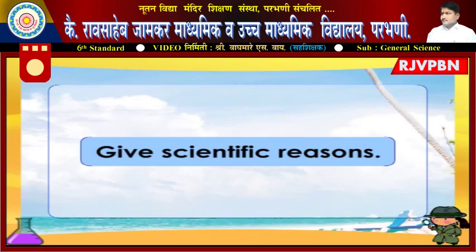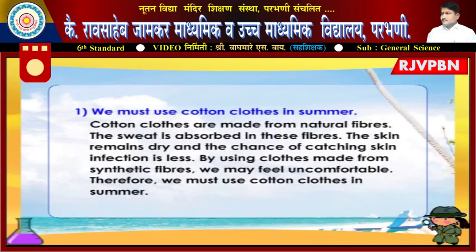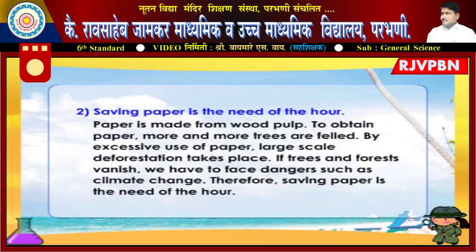Give scientific reasons. We must use cotton clothes in summer. Cotton clothes are made from natural fibers. The sweat is absorbed in these fibers. The skin remains dry and the chance of catching skin infection is less. By using clothes made from synthetic fibers, we may feel uncomfortable. Therefore, we must use cotton clothes in summer.